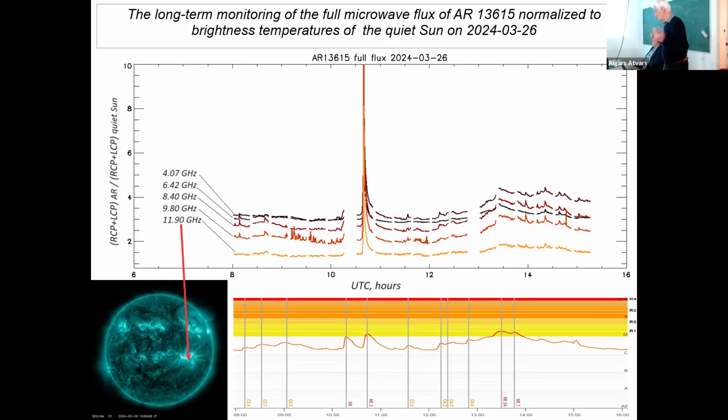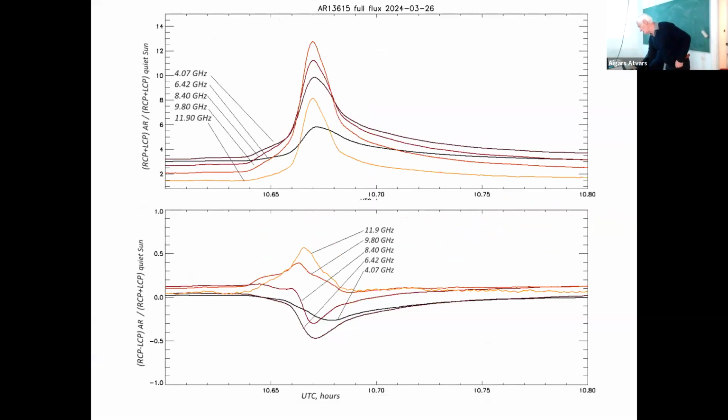So, if we expand in time, you can see the profile of intensity of this burst. And more interesting is the profiles of polarization of this burst. What does it mean? I don't know. It is necessary to understand why these changes of polarization happen. So this is another problem we are trying to solve with our observations.